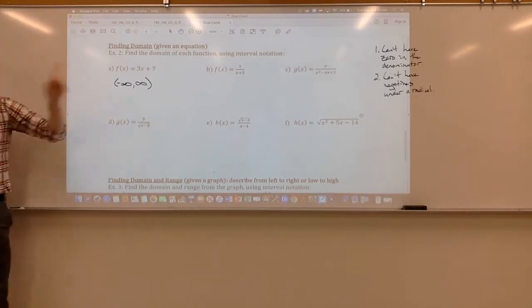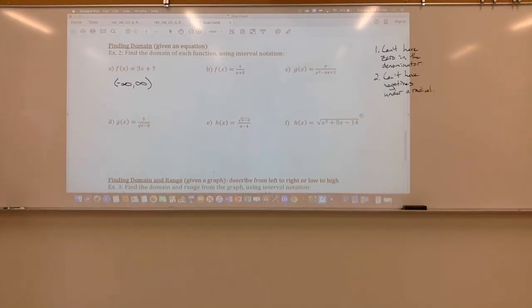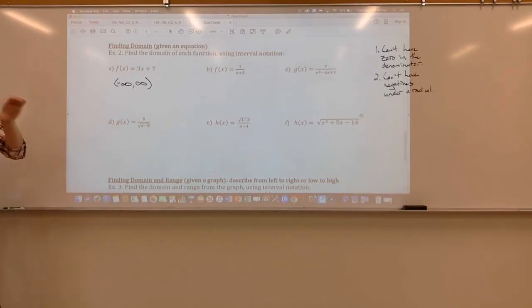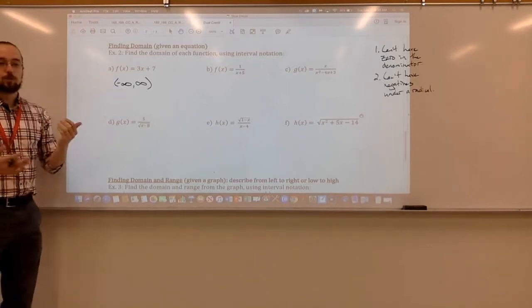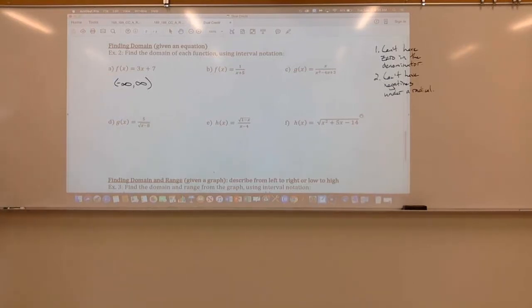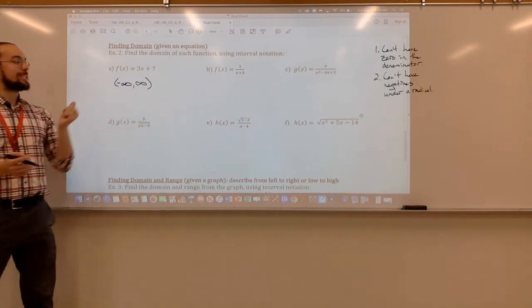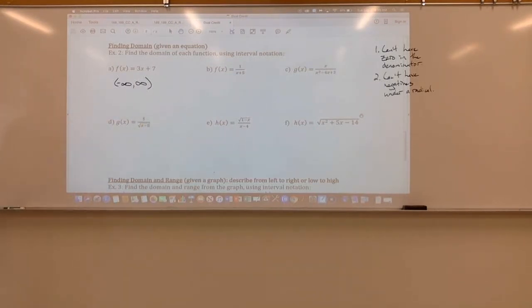Why did I use parentheses around the infinities? You can't touch them. Exactly. The brackets mean it's included. Parentheses mean it's not included. But there's no way to include infinity. Infinity isn't a number. Infinity is just an idea saying it's going to go on forever. So always parentheses around infinity and negative infinity.